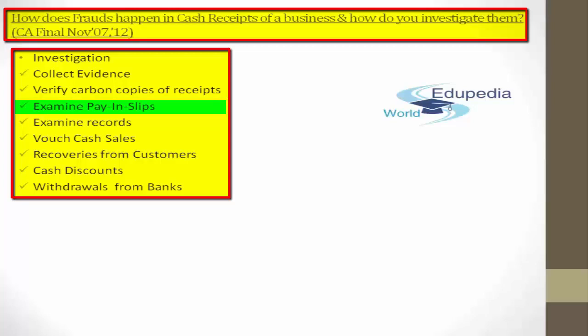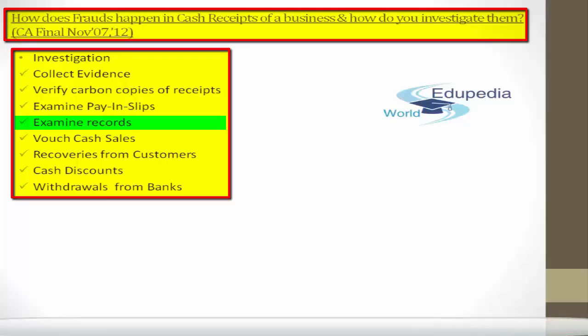So you need to keep your carbon copies of receipts. You need to collect the evidences. You need to examine the pay-in slips. You need to examine the records of the waste paper, packaging material, scrap sale, the collection of rents from the laborers who are permanently or temporarily residing in a place, refund of deposits. These are very much small things. They look small in your books of accounts, however they provide a long lasting impact. Okay, so this is something which you need to examine as a record.